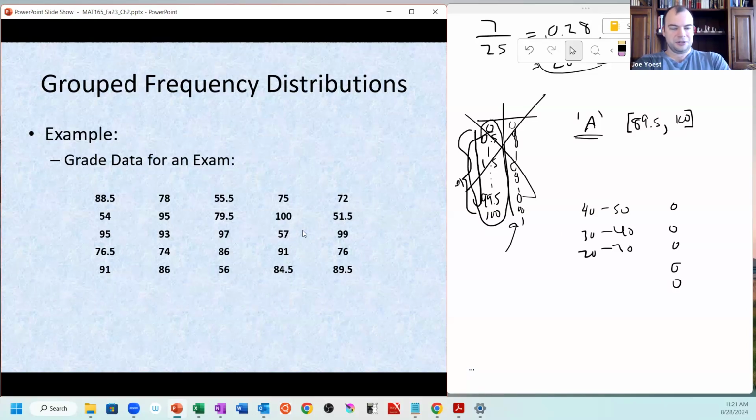So we want to have at least ordinal. Interval would probably be preferable. And we're looking at situations where the number of possible outcomes is much larger than 10. We probably want to group in that kind of situation.